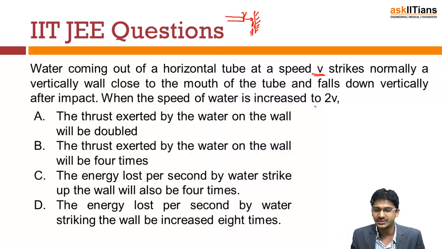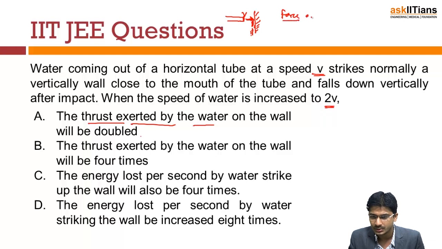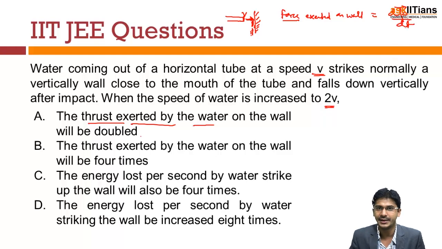When the speed of water is increased to 2V, what will happen to the thrust exerted by the water on the wall? Now thrust we know is pressure times area. Now if this is moving with velocity V, what will be the force exerted on the wall? Force exerted on the wall, we know force is actually the change in momentum. Force is actually the rate of change of momentum, right? What is the change in momentum that is happening?